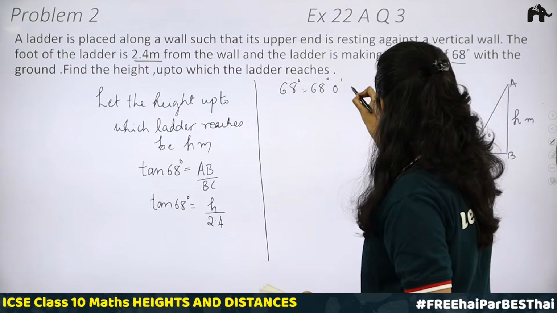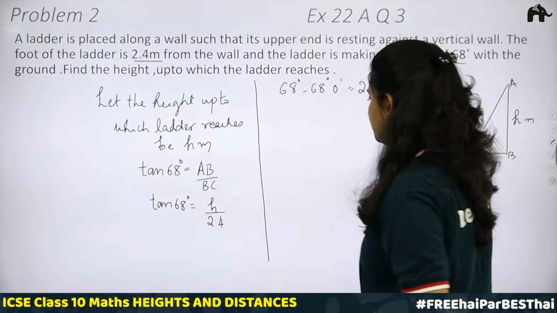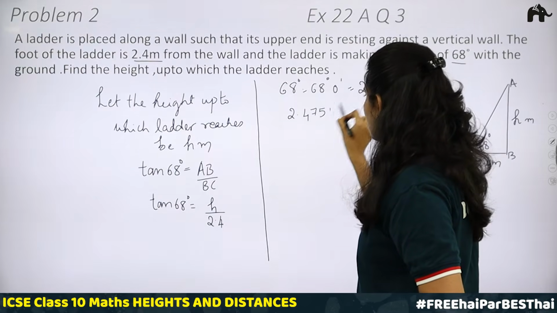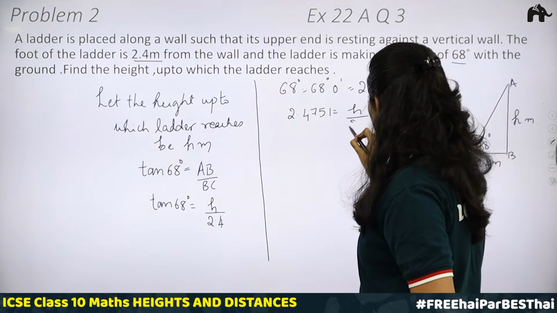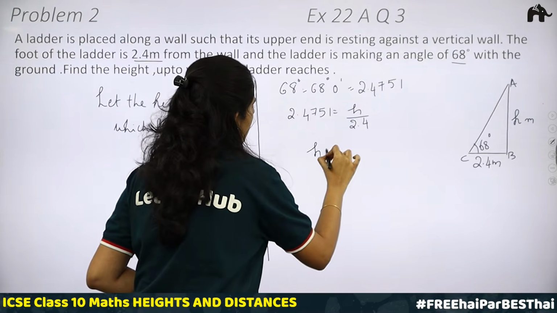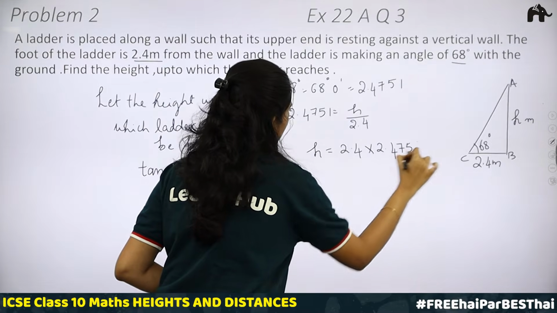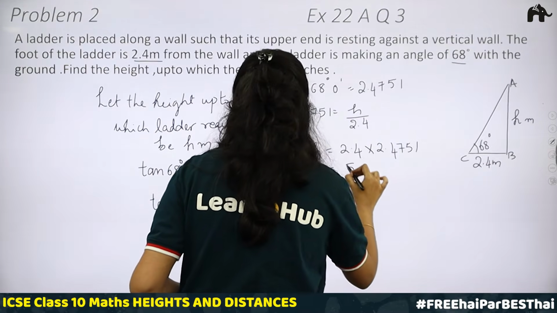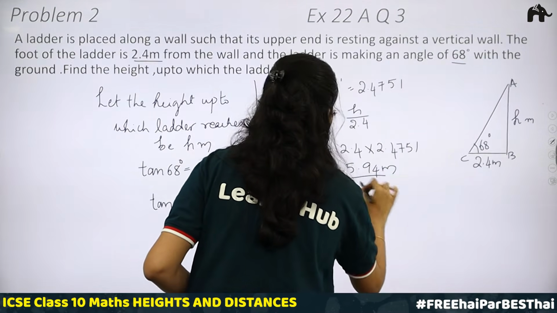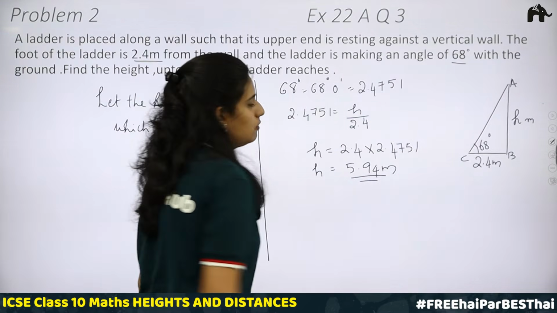2.4751. Then we'll be having 2.4751 is equal to h divided by 2.4. Then what is h? H will be 2.4 into 2.4751 and the final answer will be 5.94 meters. When multiplying 2.4 into 2.4751, you will be getting 5.94 meters.